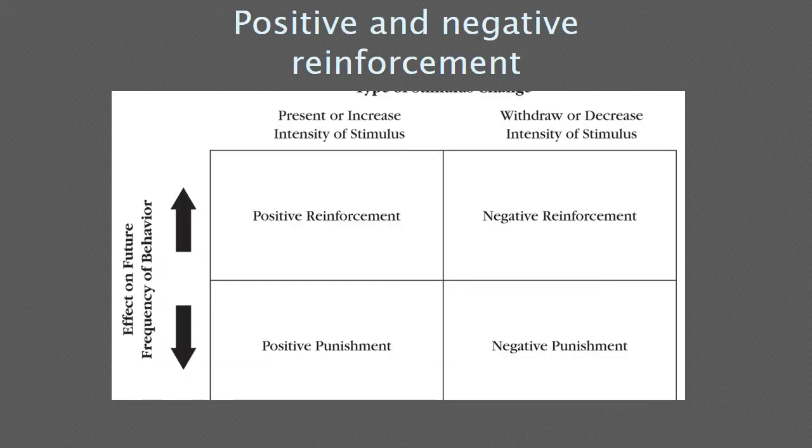There are two types of reinforcement that we are going to discuss: positive and negative reinforcement. Both increase the future likelihood of behavior. Positive reinforcement occurs when the behavior is reinforced due to the addition of a stimulus or reinforcer.